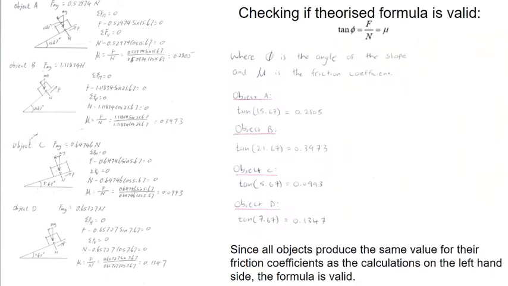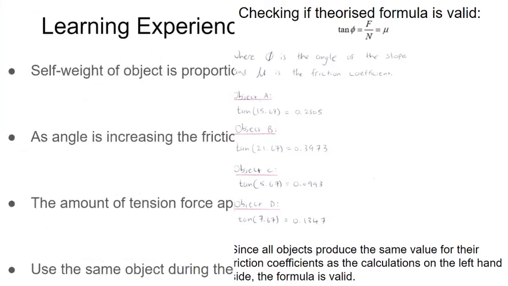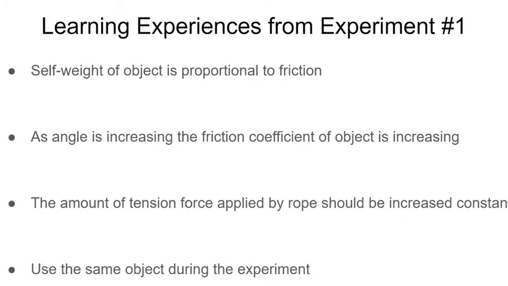Based on a theorized formula, I can calculate the friction coefficient of different objects by using average angle and its weight, because tan theta equals the friction coefficient multiplied by normal force. Substitute angle into the formula to see whether the formula is valid or not. Since all objects produce the same value for their friction coefficient, as the calculation on the left-hand side, the formula is valid.